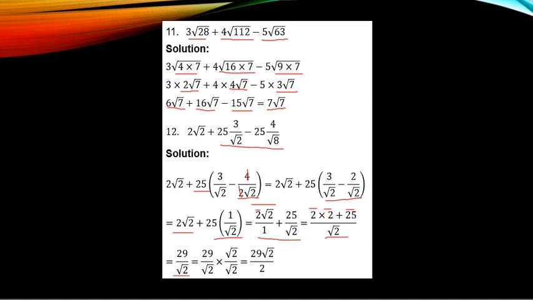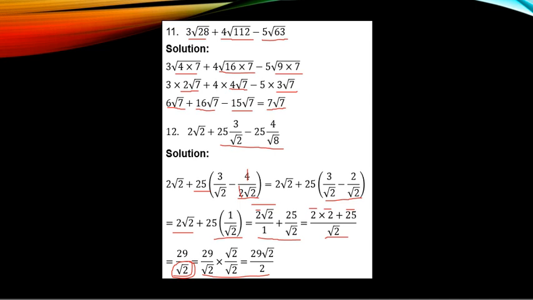For us to remove the root 2 from here, you multiply both numerator and denominator by root 2 in this form. So you have 29 times root 2 is 29 root 2 over root 2 times root 2 is root 4, and root 4 is 2. So the simplest form of the answer is 29 root 2 over 2. Are you following?